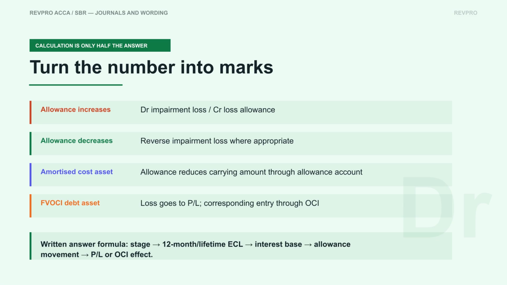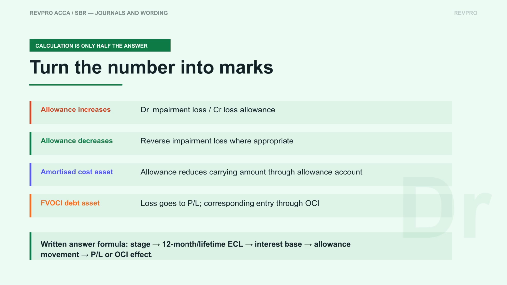For debt instruments at amortized cost, the allowance reduces the carrying amount through an allowance account. For debt instruments at fair value through other comprehensive income, the asset remains at fair value, but the loss allowance is recognized in profit or loss with the corresponding entry through other comprehensive income. In your written explanation, use this structure. Identify the stage, state whether 12-month or lifetime ECL applies, explain interest income, and explain the profit or loss effect.